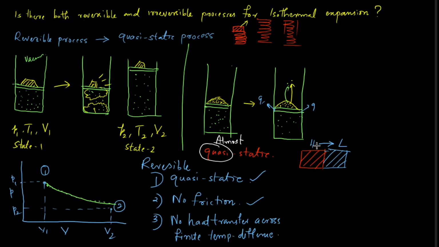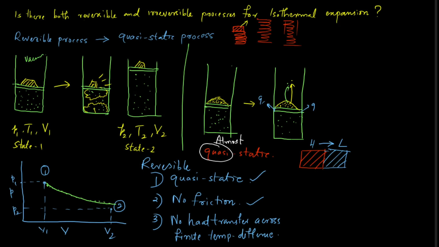When a heat transfer has occurred, we cannot reverse this process. If there is a finite temperature difference between the two parts of the system, or two systems, we cannot reverse the heat transfer. So if there is a finite temperature difference, then that process will become irreversible.